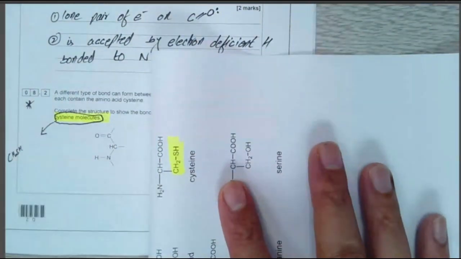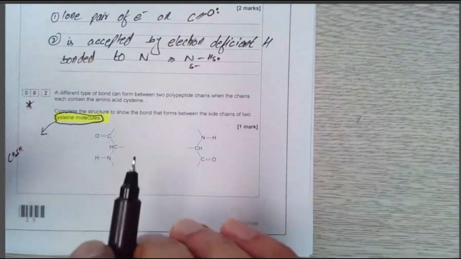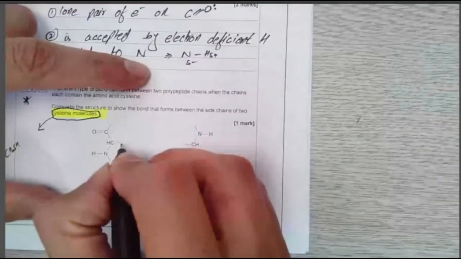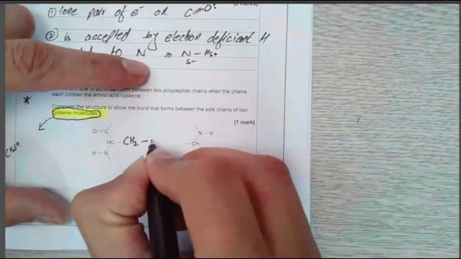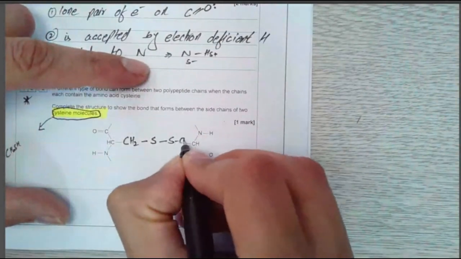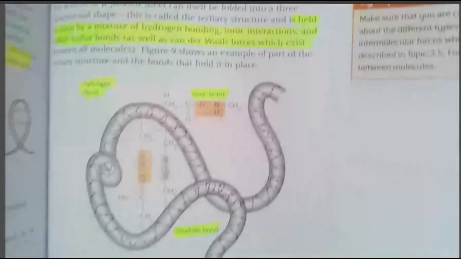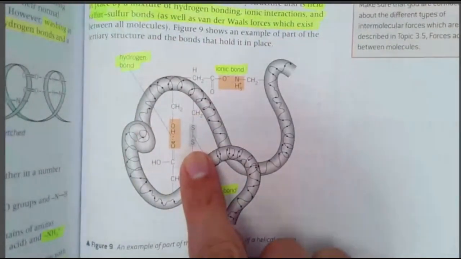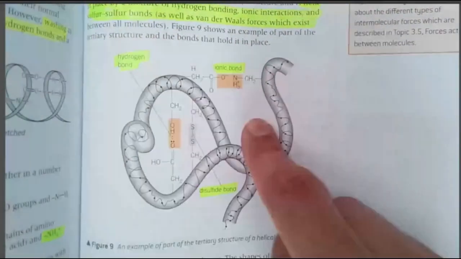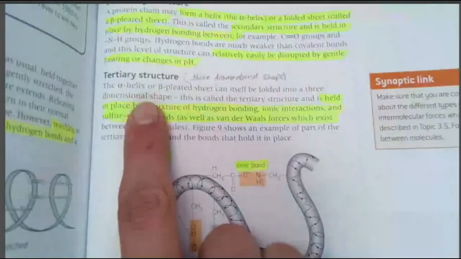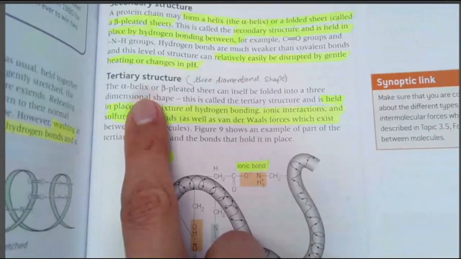Now, once they have done this, all you need to remember is there is a sulfur-sulfur bonding. So in this case, I'll put down CH2-S-S-CH2. And if you remember, I've done this with you, and I did give you this in my notes as well. This is the bond we are talking about. And this kind of structure is called tertiary structure. That's the tertiary structure.